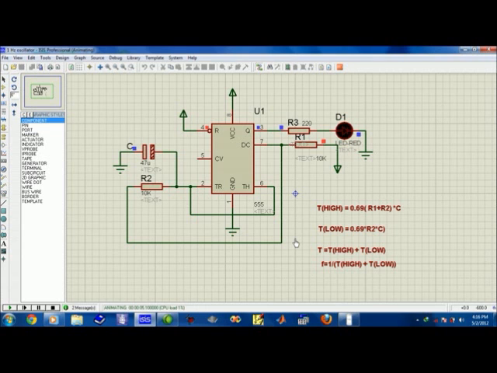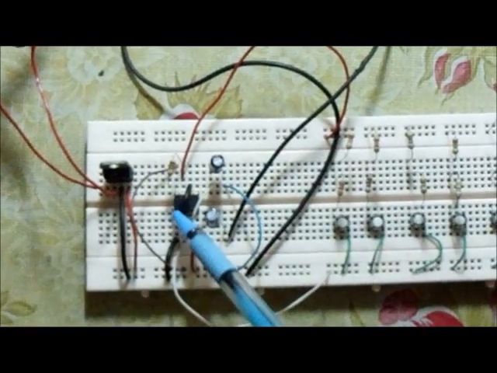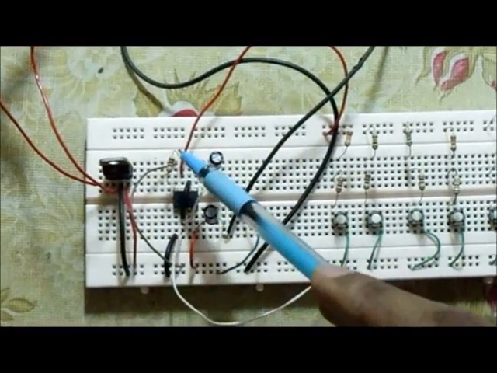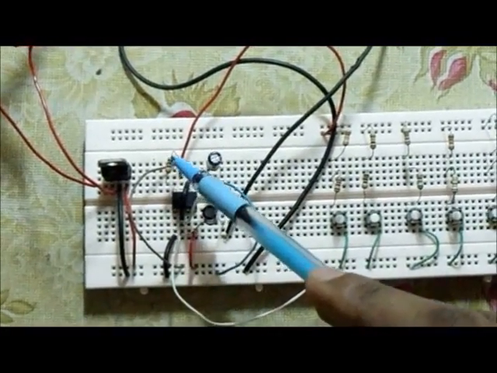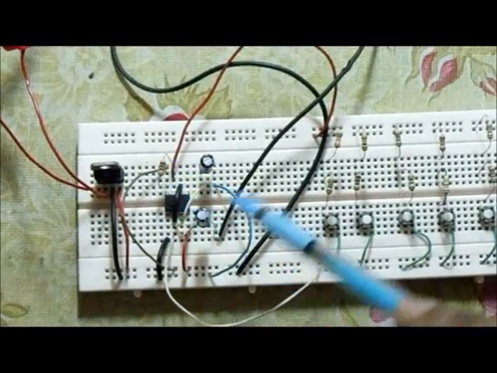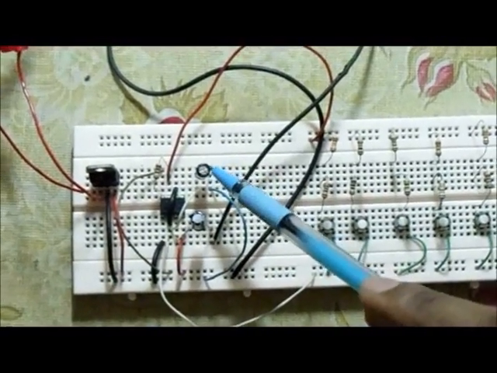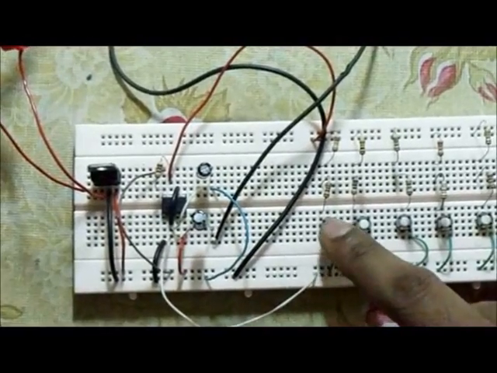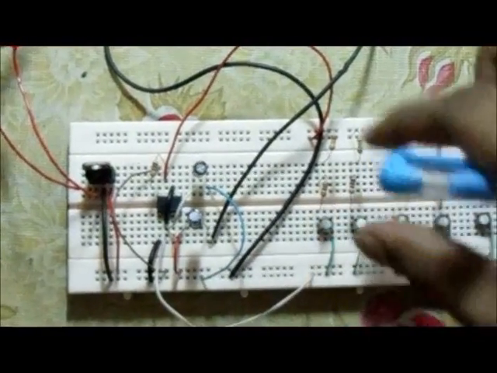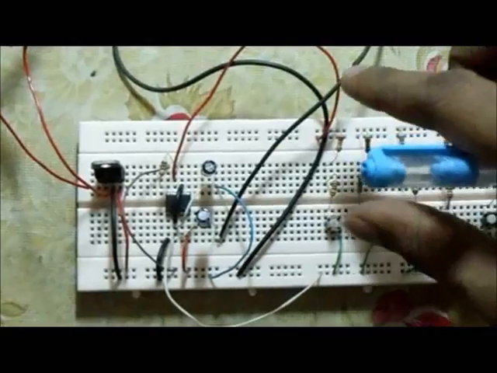Now let's take a look at the hardware part. This is the 555 timer IC. This is R1, whose value is 100 ohm. This is a capacitor of 1 microfarad. When I push this button, the equivalent resistance of these two resistors will be the value of R2.